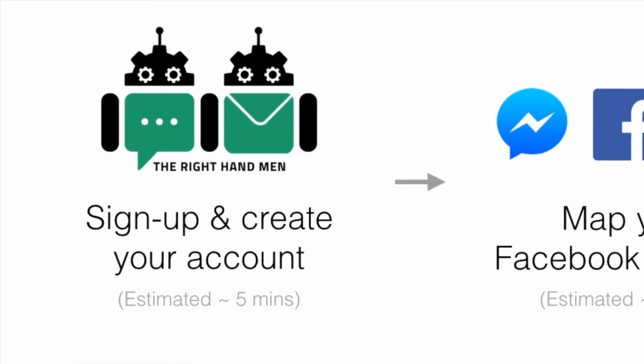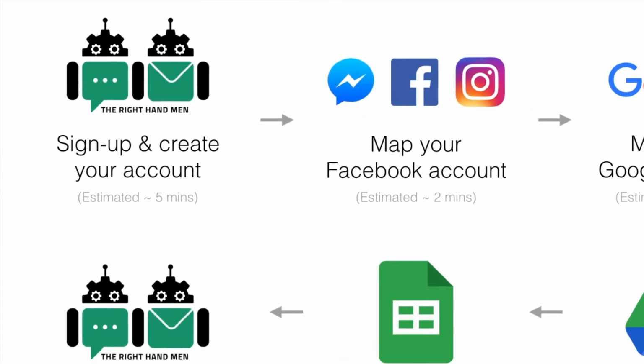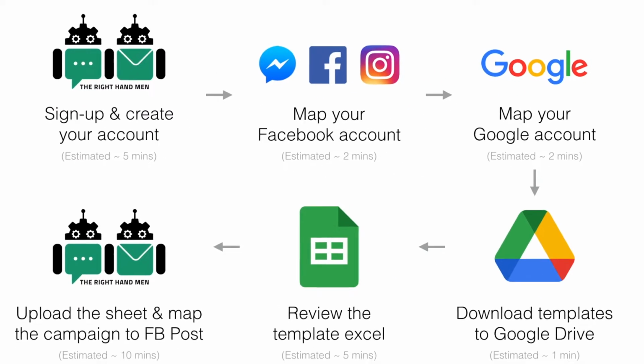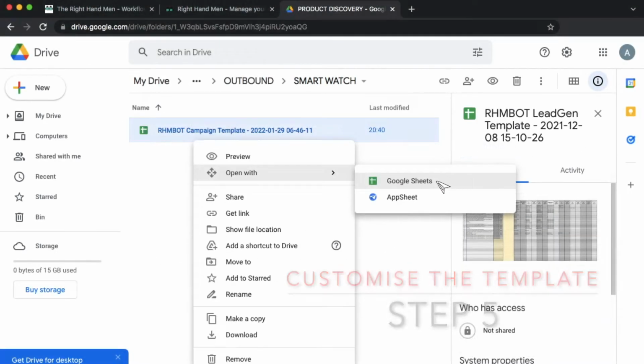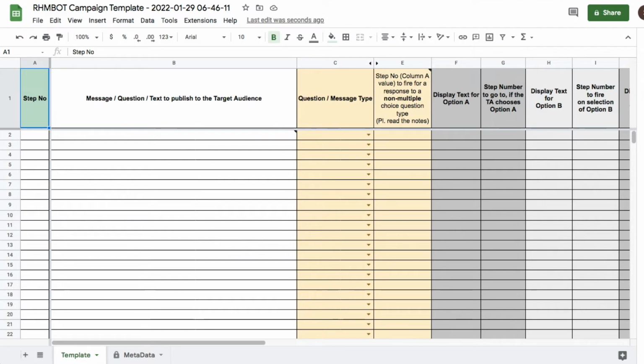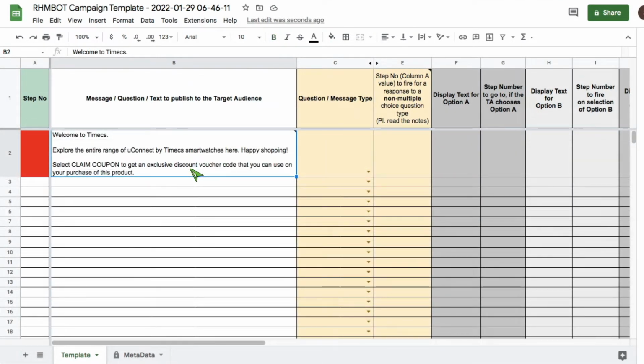In this video, we're going to show how to customize the campaign template and create a product campaign that targets a specific marketing post on the Facebook page of your business. We now open the template and customize the steps. This campaign template sheet has been cleared of the default steps that came with the downloaded sheet. We'll now create the steps one by one.